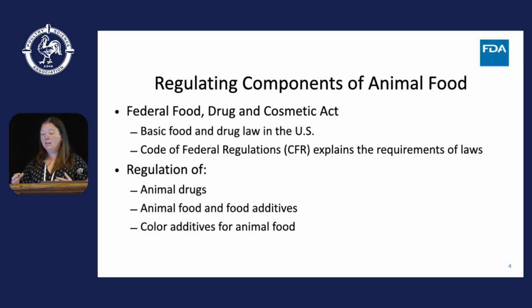Within the Food, Drug, and Cosmetic Act, there are 3 buckets in which we might find substances that can go into animal food. They're going to be categorized as an animal drug, as a food or a food additive, and as a color additive. And so I'm going to describe a little bit more what each of those buckets are and how we get there.